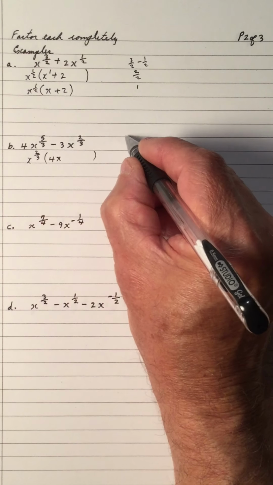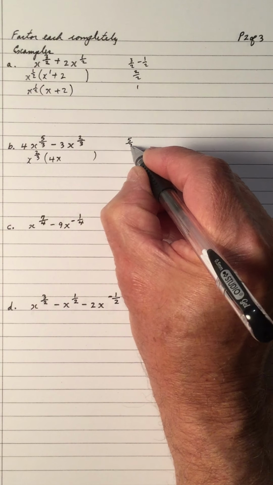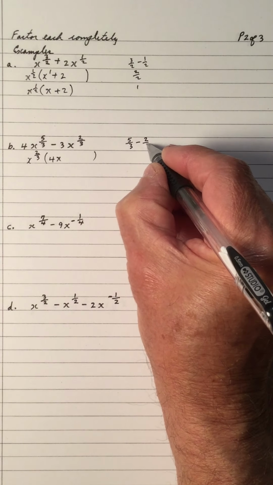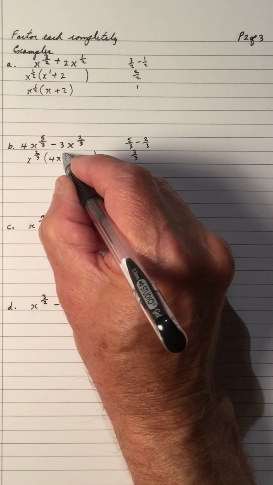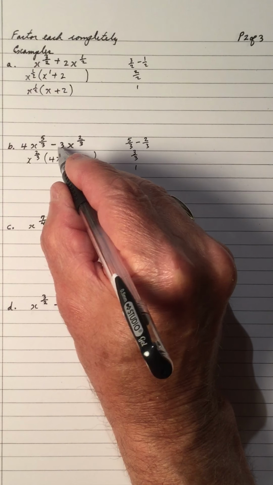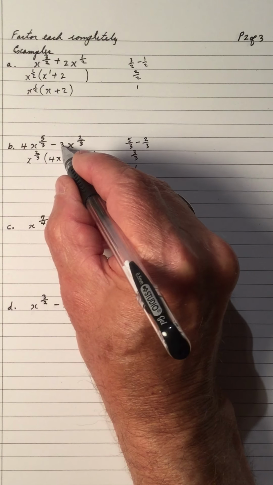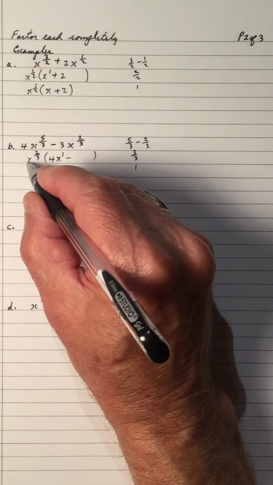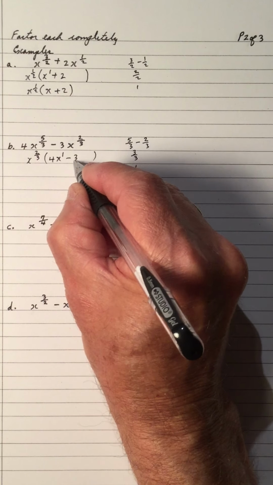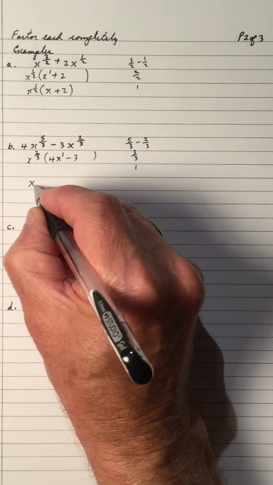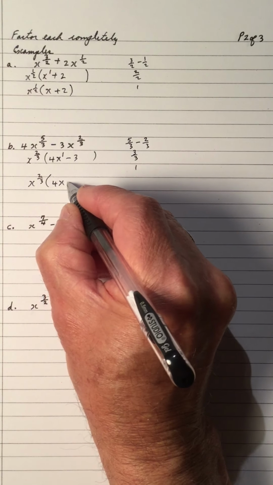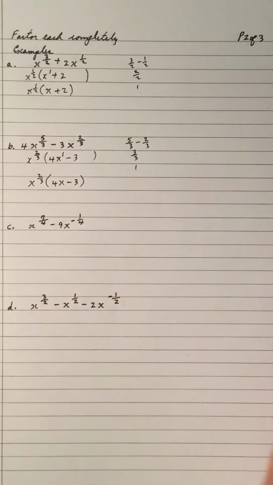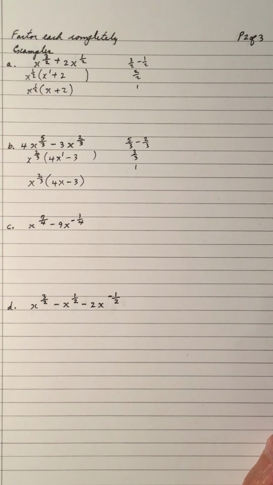And what do we put here? Well, that's 5 over 3, subtract 2/3. That's 3 over 3, which is 1. So that's a 1 there. And subtract 3x to the 2/3 divided by x to the 2/3 is just 3. So the final answer, x to the 2/3 times 4x minus 3 in factored form.